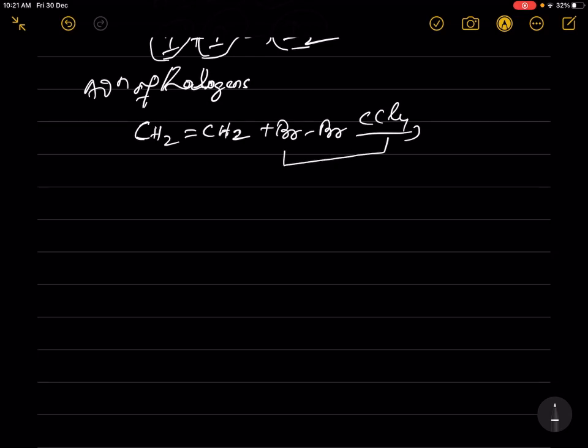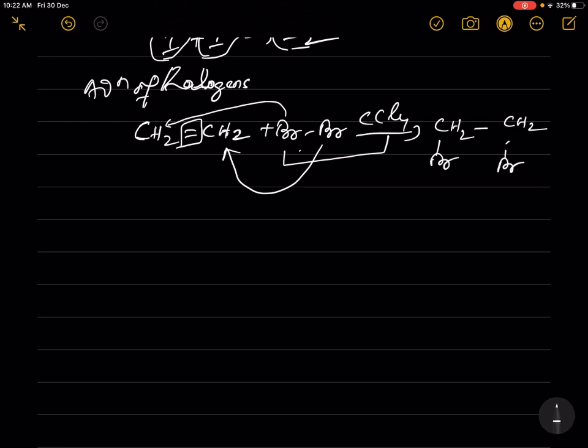One bromine is added here and the other bromine is added over here, and the double bond becomes a single bond, and you get CH2Br CH2Br. Here addition takes place. The double bond becomes a single bond, and the reddish brown color gets discharged. So it is a test for unsaturation.